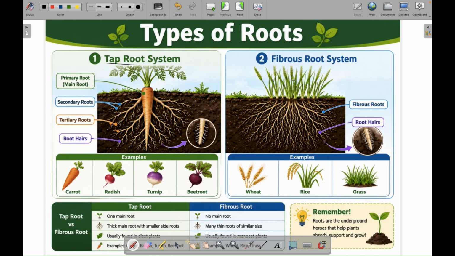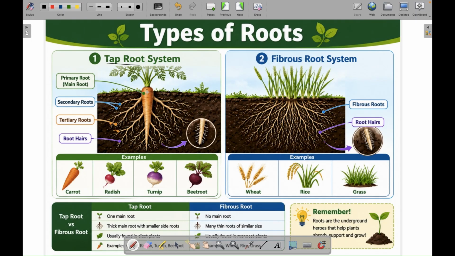Okay, fibrous root system does not have any main root. In the tap root, you can see there is a very large root coming out. So this is the main root. In the fibrous root system, you will see that all of them are identical. So there is no main root here. Out of this main root, you'll see smaller side roots. Here you'll see that all of them are similar.